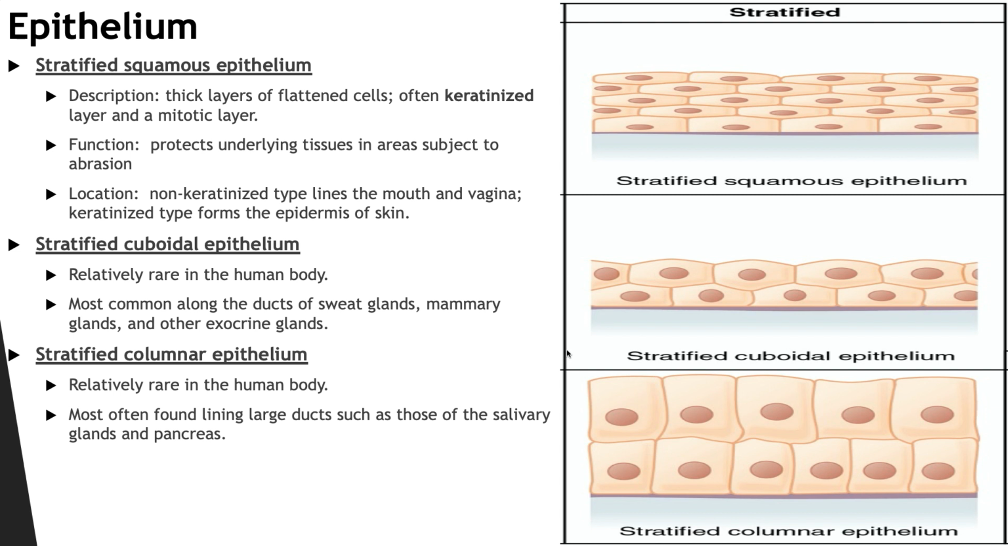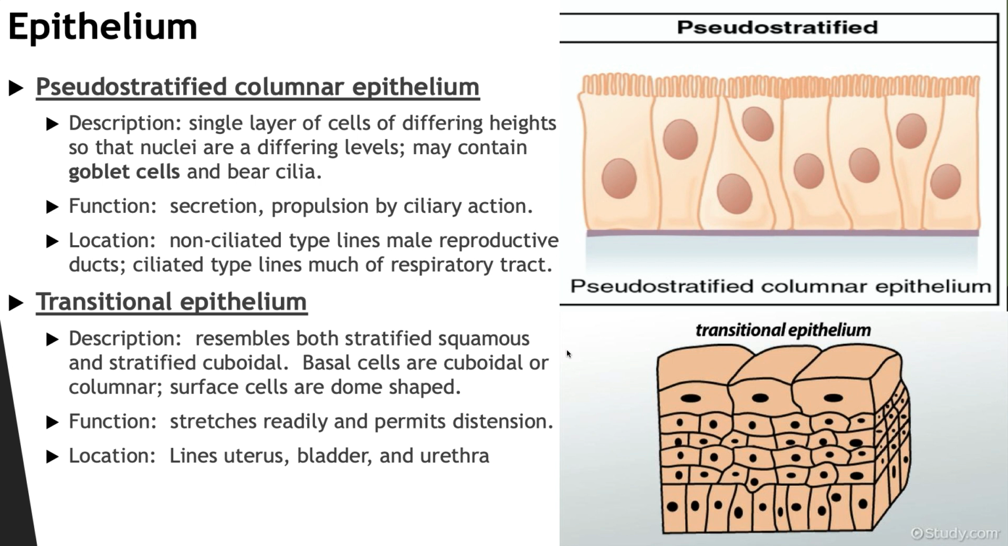And that essentially means whether or not these produce the protein keratin. You also have stratified cuboidal epithelium and stratified columnar epithelium. Both of these are very rare in the human body.